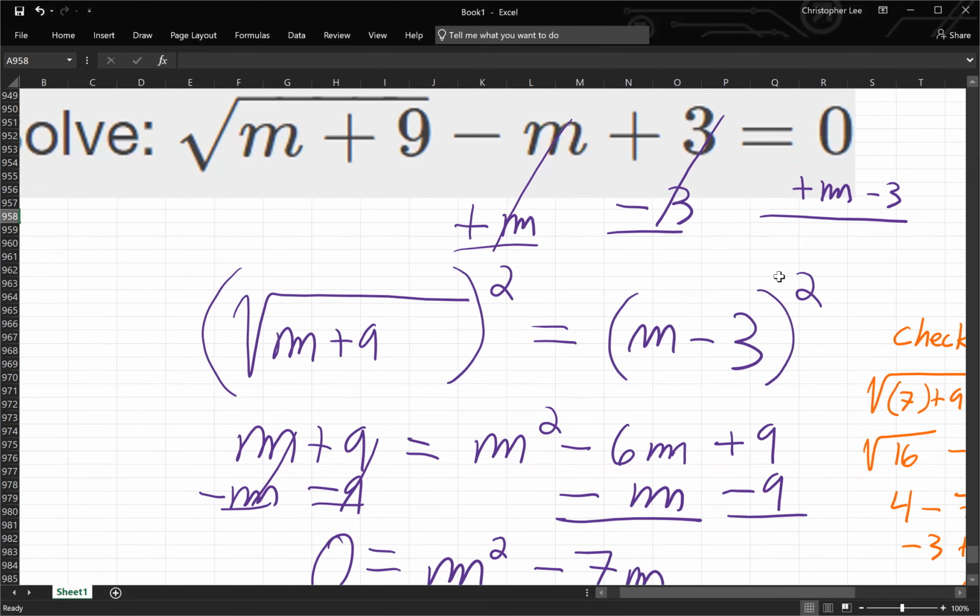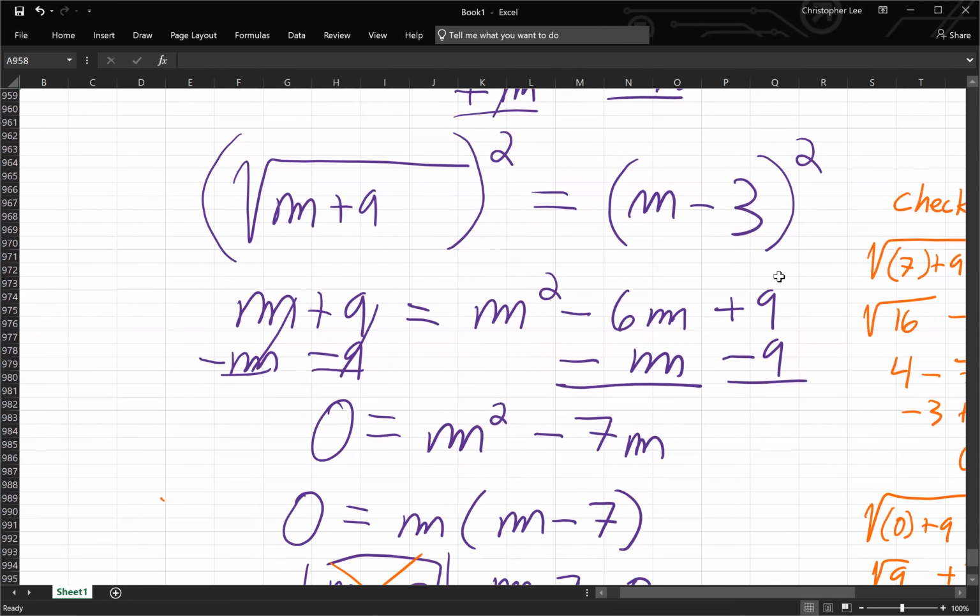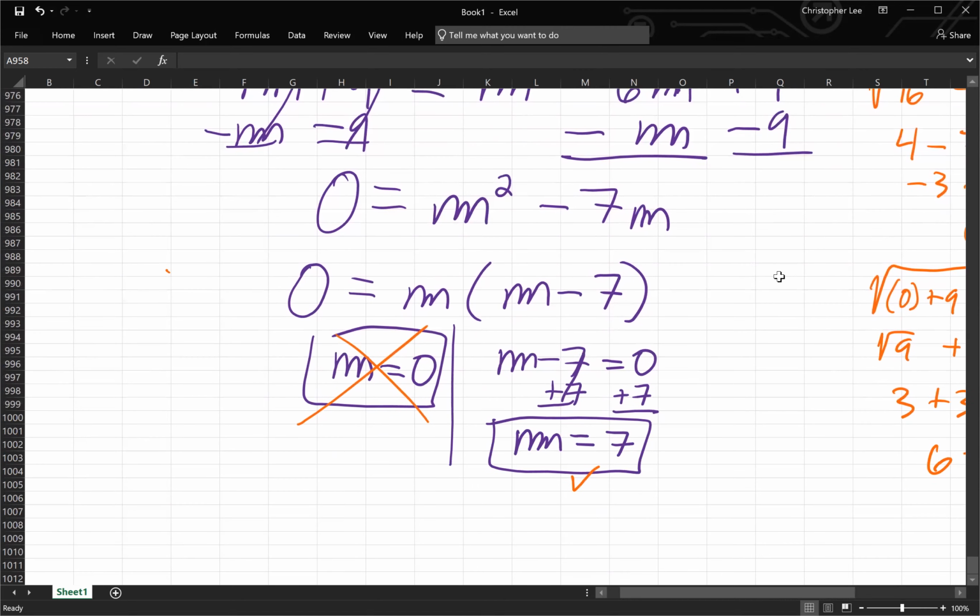Exactly. I want to isolate the square root. I want it by itself. Right, move to the other side. So that's the secret. Once I isolate it, I can square it, get rid of the square root, and now I can solve the question no problem.